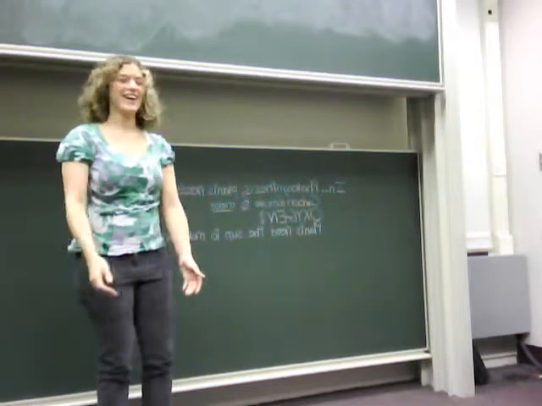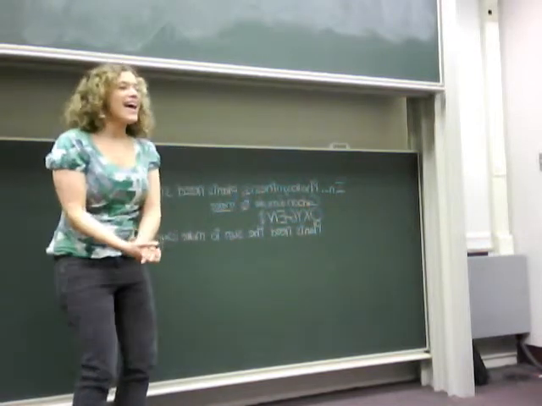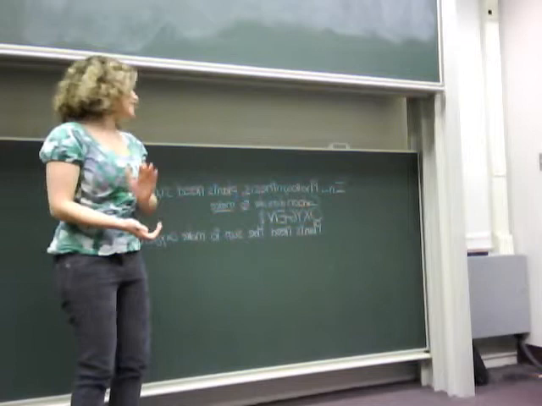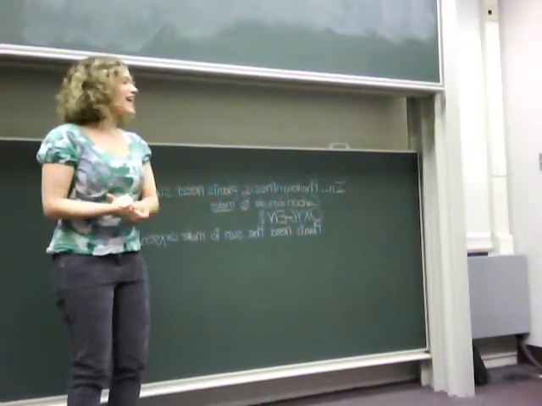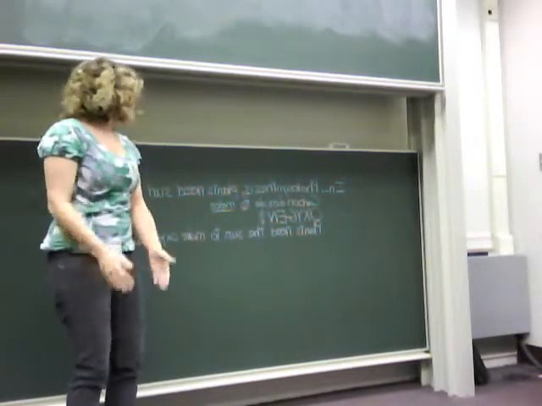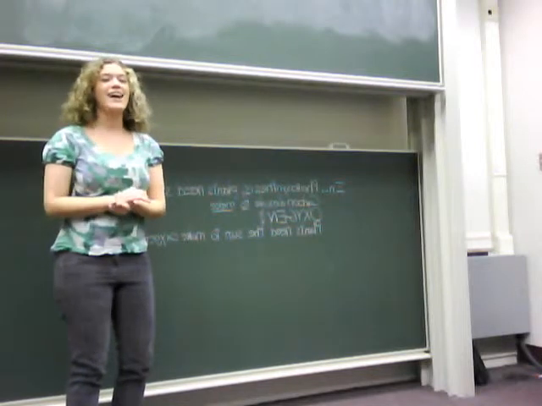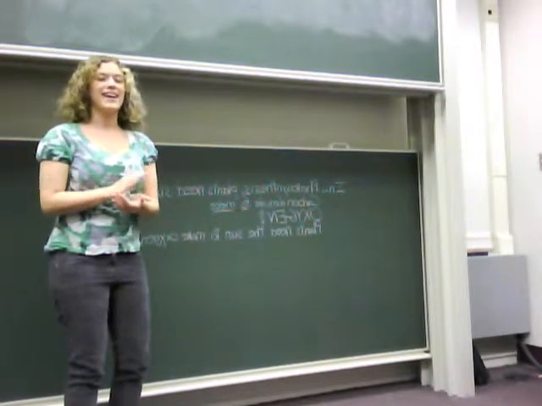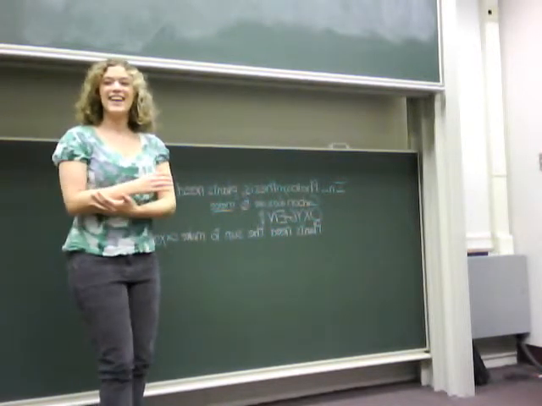Okay, do you want to try it like fast and loud? In photosynthesis, plants need sun, carbon dioxide to make oxygen. Plants need the sun to make oxygen. Plants need the sun to make oxygen.